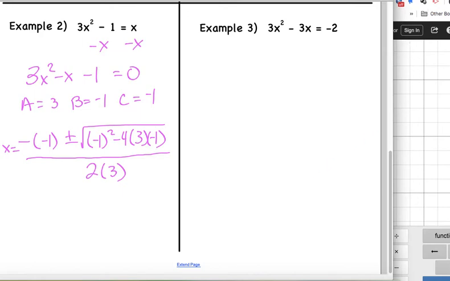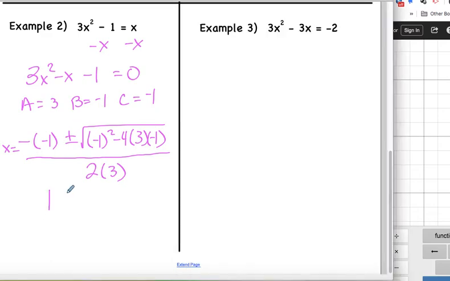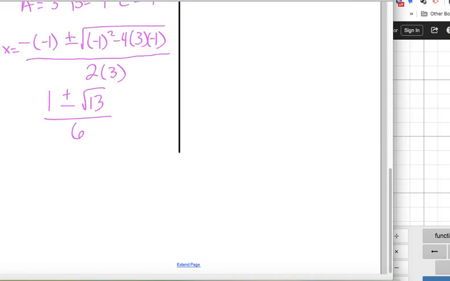So we're going to go over here to Desmos. And like I said, we're just going to edit these parentheses. So the discriminant is negative 1 squared, and then times 3 here. And then this one is negative 1. And it gives me the value 13. So negative 1 is going to be a positive 1 plus or minus the square root of 13 divided by 6, because 2 times 3 is 6.